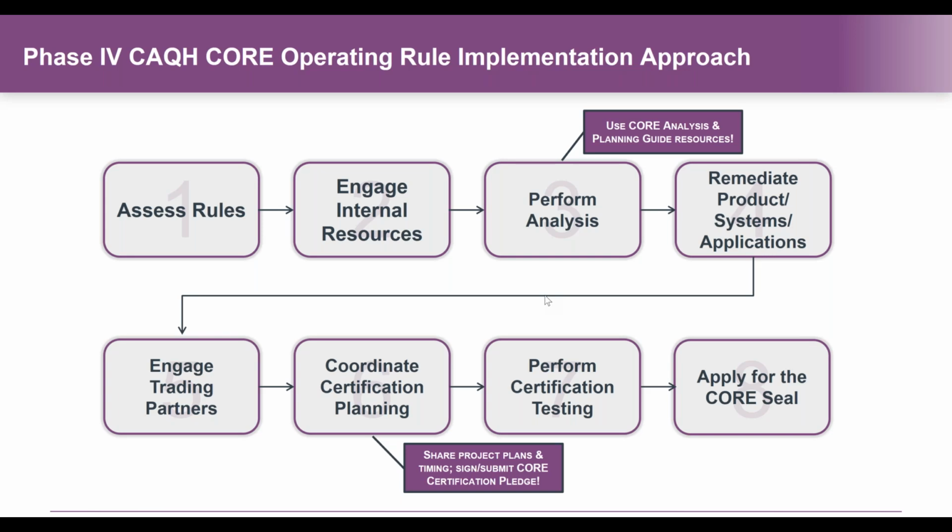After your systems have been remediated, the next step should be to pursue certification. That way, your organizations can assure, validate, and showcase efforts with operating rule implementation. The certification process includes submitting a pledge to demonstrate your commitment to certification, followed by certification testing to ensure your systems conform with operating rules, and lastly, application for the CORE seal. And on average, most organizations are able to complete this process within 3 to 6 months. CORE staff are available to help you navigate through each step of your implementation and certification journey.